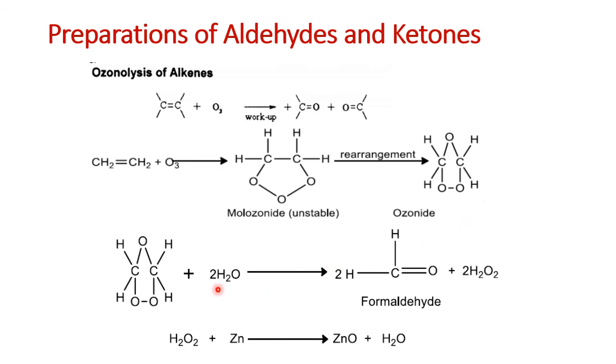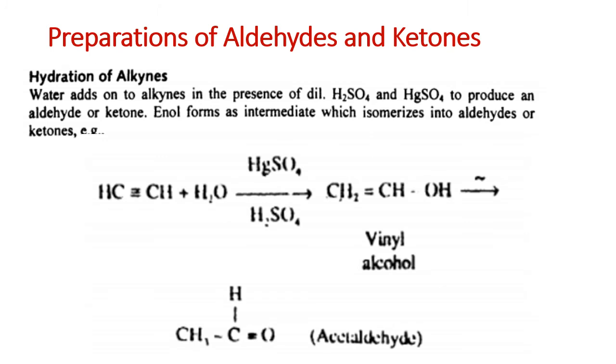Now it reacts with water and this bond breaks. This is called the workup. This bond breaks and we get two molecules of formaldehyde and H2O2. Now this is reduced with zinc and converted to zinc oxide as well as water. If these are hydrogens, we will get the aldehyde. If these are some carbon, we will get the ketone. So this is the first method in which we convert the alkene into carbonyl compounds, either aldehyde or ketone, by ozonolysis.